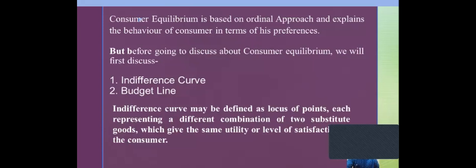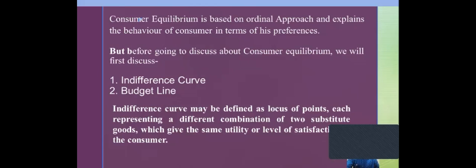Because if you do not know about the indifference curve and what a budget line is, then you will not be able to understand what consumer equilibrium is, because consumer equilibrium is reached at the intersection of the indifference curve and the budget line. Consumer equilibrium is an ordinal approach, which explains the behavior of consumers in terms of their preferences to purchase one or two goods at a time.